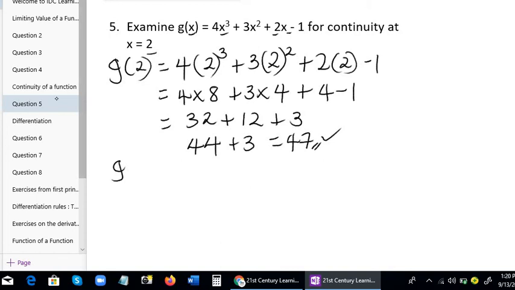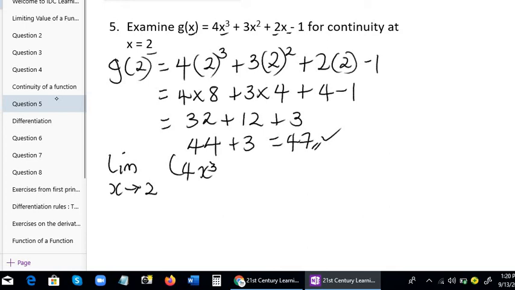Okay, hold on, let me clean this. Okay, the limit as x approaches 2 of 4x cubed plus 3x squared plus 2x minus 1.